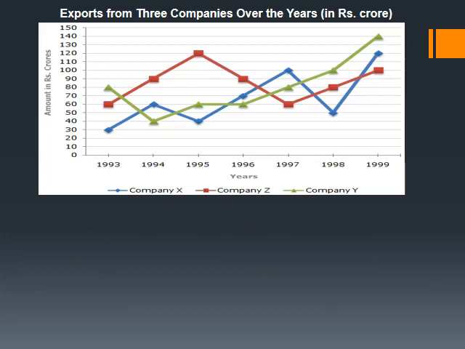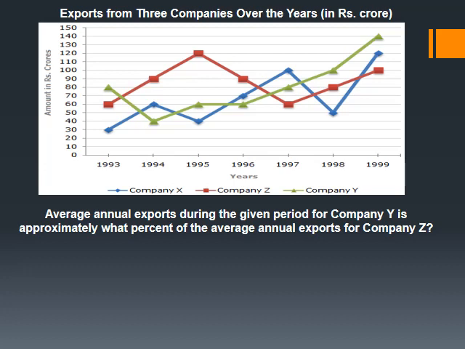Now for the same line chart with the same data, the question is this: the average annual exports during the given period for company Y is approximately what percentage of the average annual exports for company Z? So we are comparing two companies' exports, but it is the average. Company Y's total exports should be calculated and divided by the total number of years.